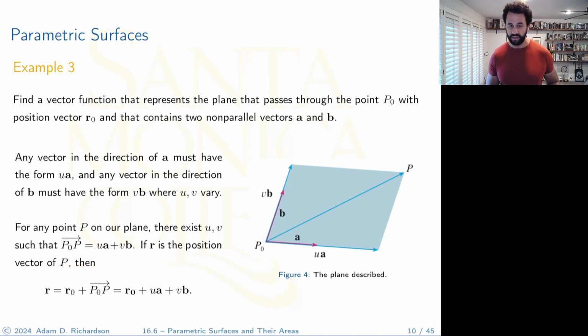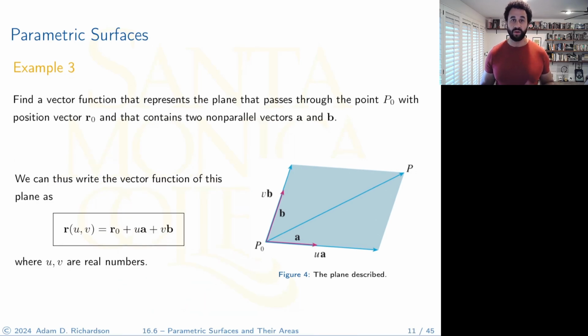r of u comma v, I should say, is starting at the position r naught, and then you can go along this vector to any other point on the plane. But the vector P naught P is this sum of these two vectors right here. And so this is the formula. So we can write the vector function for this plane as this. r of u comma v equals your initial point plus go u in the A direction and v in the B direction, and that will take you to where you need to be. I do say real numbers here, although really I should say scalars more generally. For us, we've only been working with real numbers, but these can be any kind of scalars.